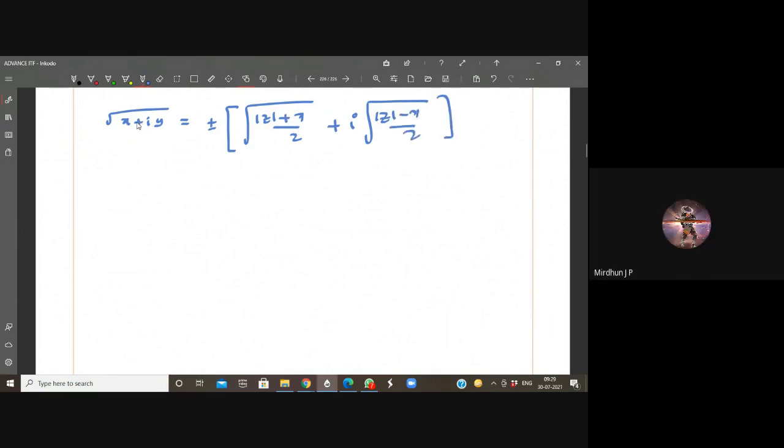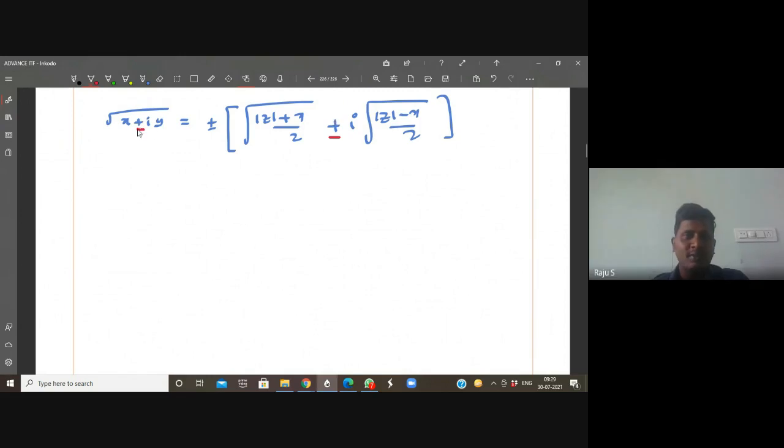Whenever y is positive, take plus. Yes, they have asked x minus iy also. In the denominator and numerator it is in that form, so we can cancel one term. If I take plus here, take plus. If I take minus on the left side here, you can take minus. Same formula. Yes or no? I have written both formulas here.